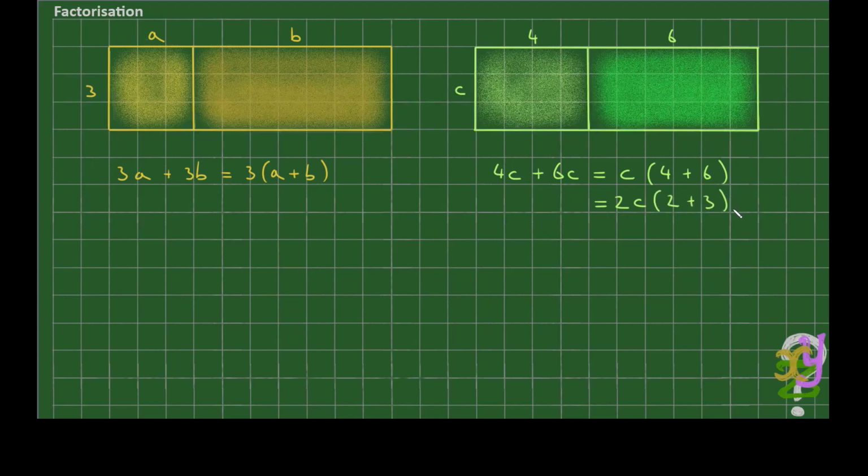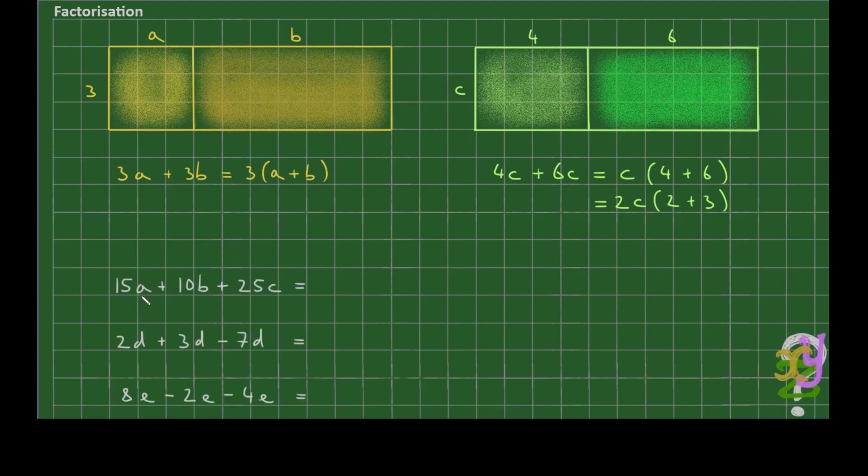And I can check if it all works out. 2c multiplied by 2 will get me back to 4c. 2c multiplied by positive 3 will get me back to positive 6c. In short, factorization means looking for common factors among the terms that we are using. With that in mind, have a go at these problems.